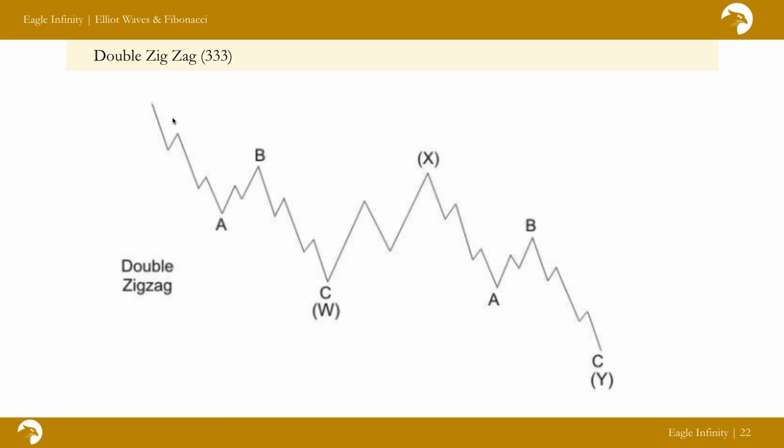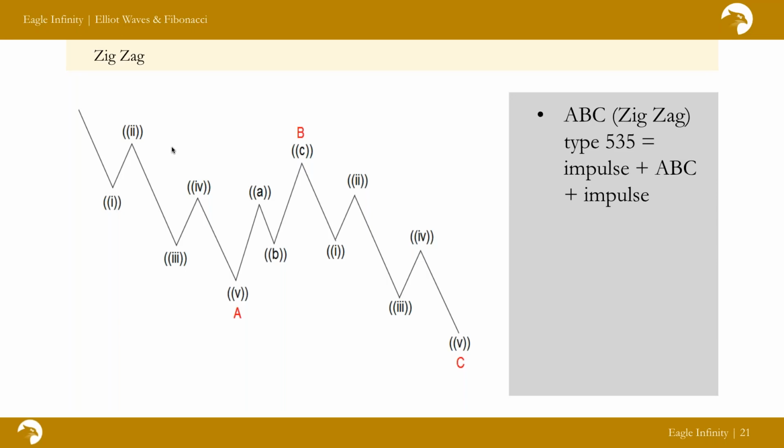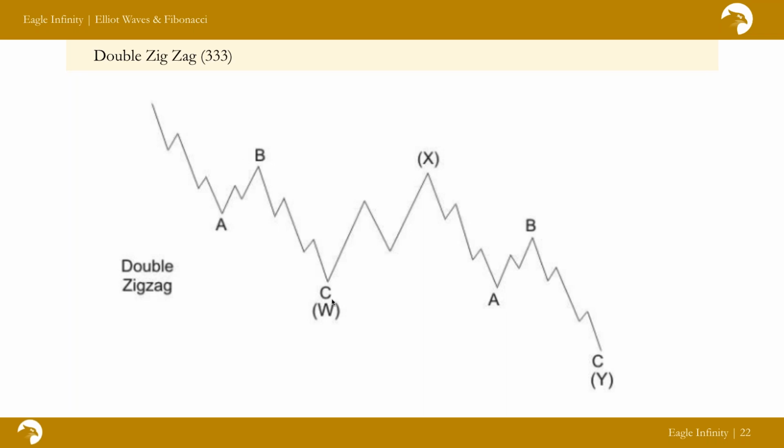So a double zigzag is where, in a substructure, we get a corrective wave, and then another corrective wave inside of a big corrective wave. We start to call that a WXY. This gets confusing for people. A lot of times they're like, wait a second, what is a WXY? What's the difference between an ABC and a WXY? Well, it's two zigzags. So remember we said the zigzag is this 5, 3, 5. One zigzag, A, B, C, 5, 3, 5.